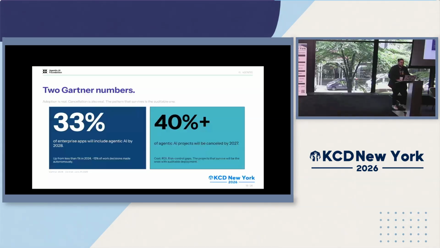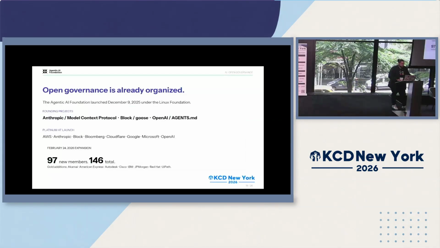And perhaps they wasted a ton of money on it. So to solve for this, we at the AIF, who I represent, have 3 founding projects: MCP, which you might be using daily; Goose, which is an agent; and agents.md, which is a markdown format for agent behavior.